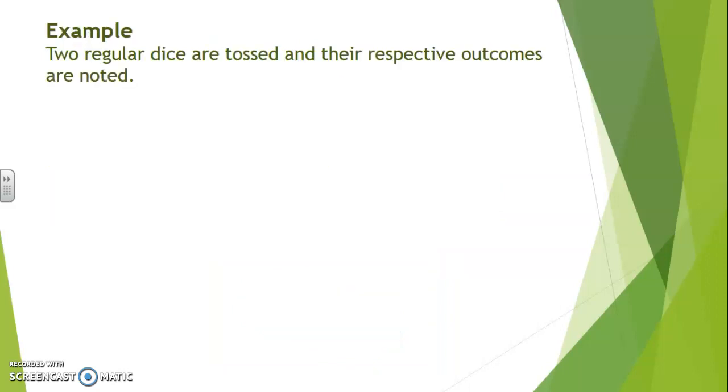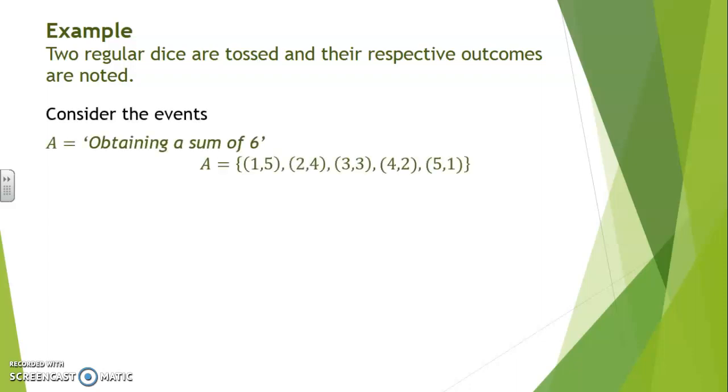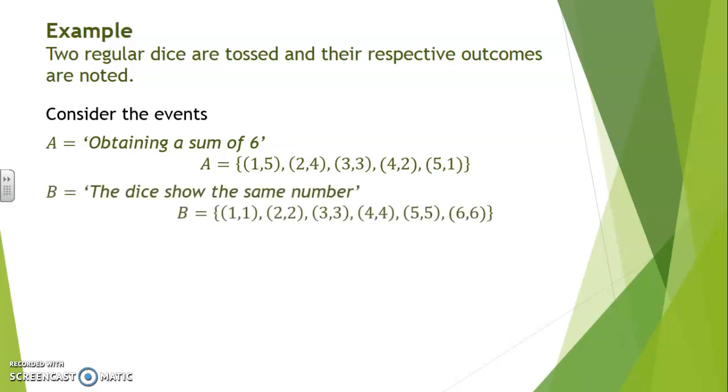Two regular dice are tossed and their respective outcomes are noted. Using the same events as we had previously, let's suppose A is that we've obtained a sum of 6 and 5 sample points fulfill event A. Event B, the same number appears on both dice, so 6 sample points make B true.